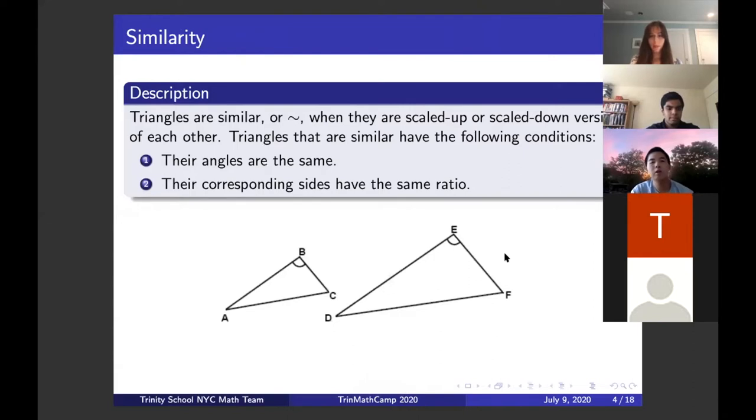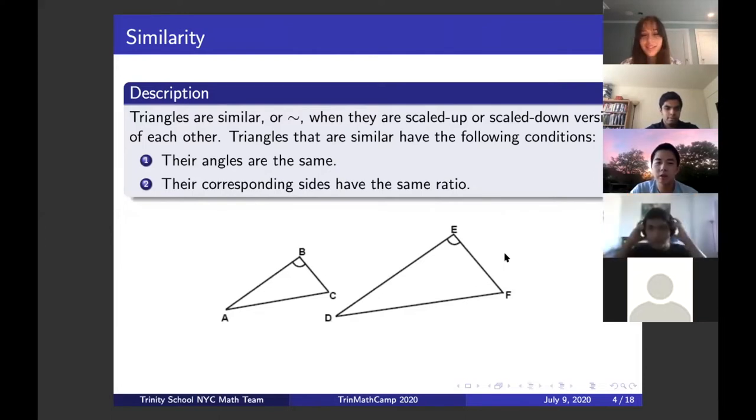So triangles are similar, or, you know, that little squiggly line is another way of saying they're similar, when they're basically just scaled up or scaled down versions of each other. So triangles that are similar have the following conditions: either their angles are the same and their corresponding sides have the same ratio.